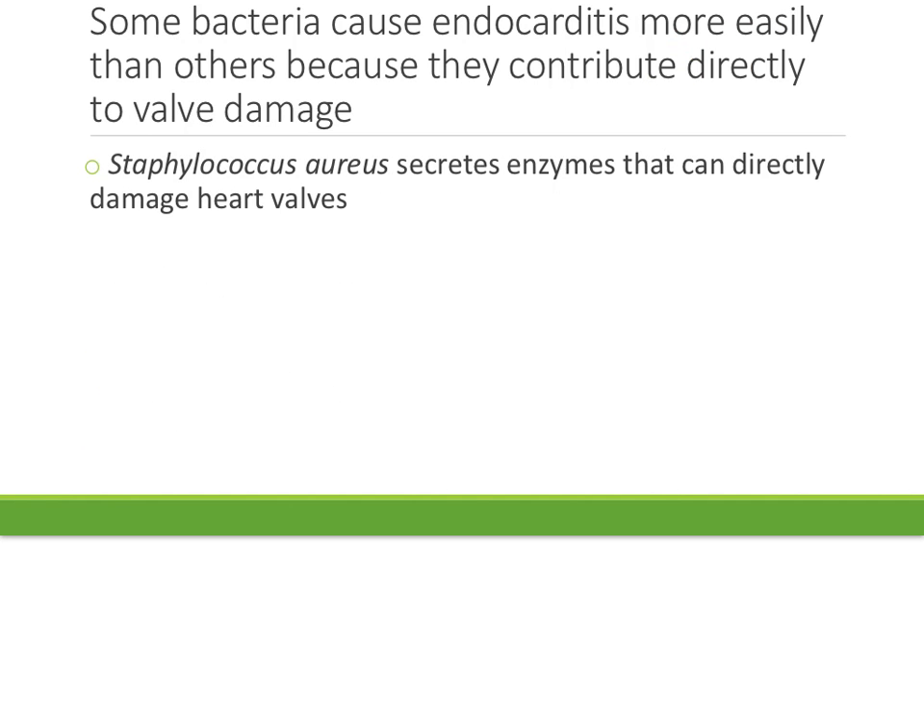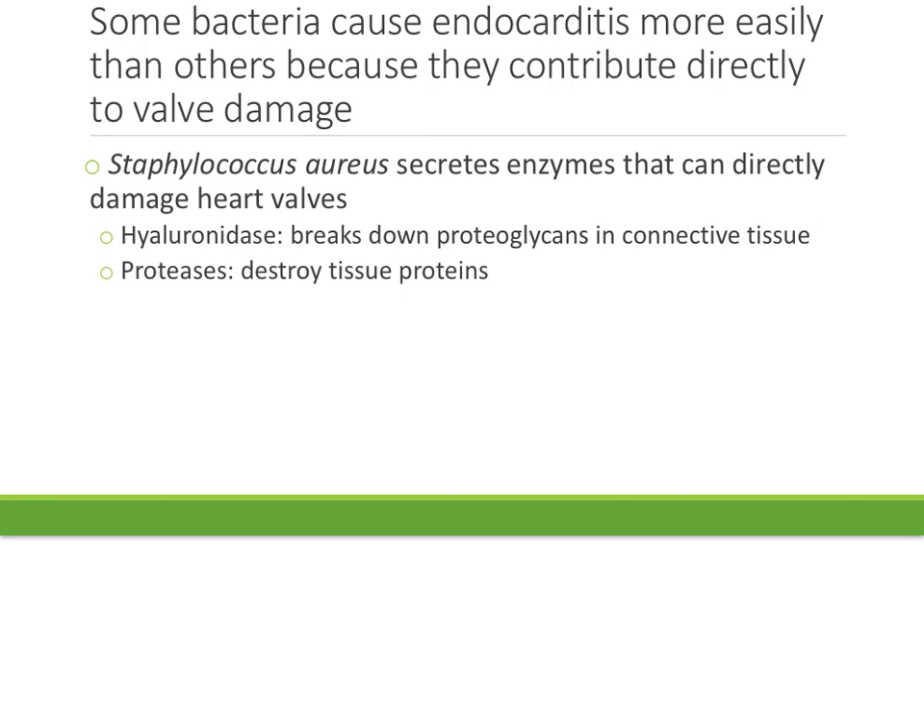Now it's important to say that some bacteria cause endocarditis more frequently because they directly contribute to valve damage. For instance, Staph aureus secretes enzymes that can directly damage heart valves. These are things like hyaluronidase, which breaks down proteoglycans in connective tissue. And also things like proteases that directly destroy valve tissues.